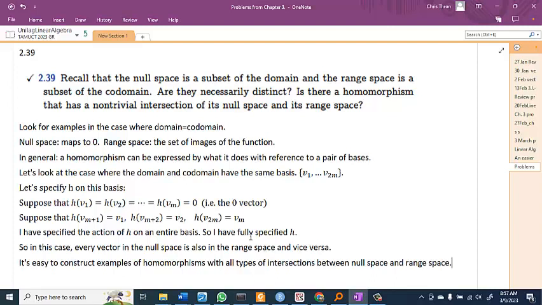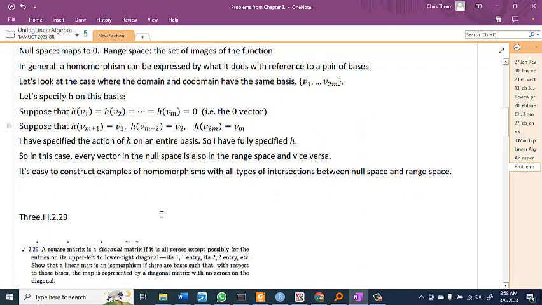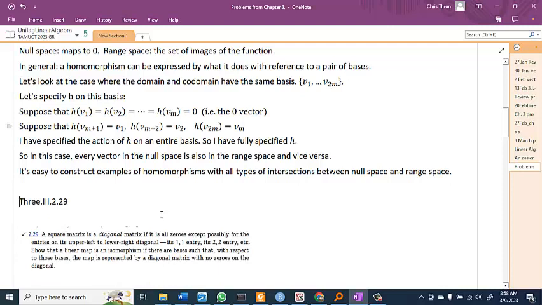Just think about what you're doing with a homomorphism: you're basically mapping a basis to a basis. As long as you choose your basis vectors how you want, the basis vectors in the range space can be the same as the basis vectors in the null space. It's really not a problem. So that's more general. In the answer key, it's a very simple two-dimensional example. If you answer problems like this, it is better to look for very simple examples.